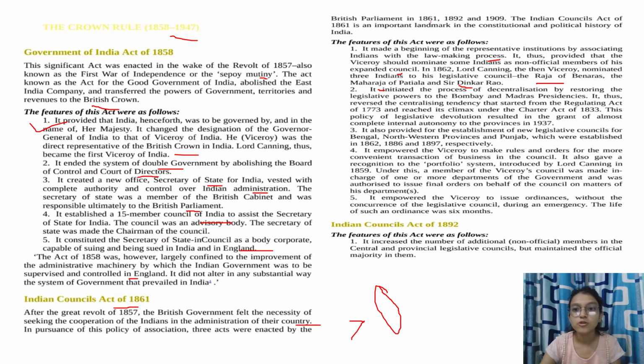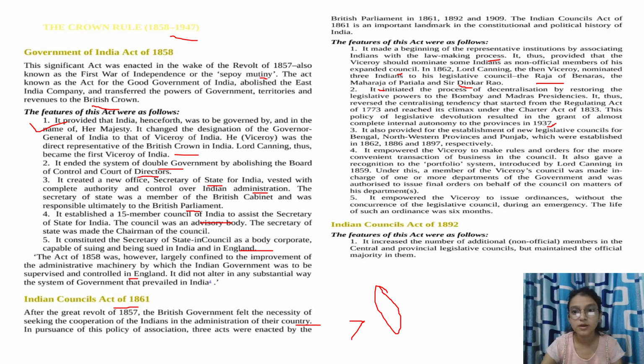It initiated the process of decentralization by restoring the legislative powers to the Bombay and Madras presidencies. It reversed the centralizing tendency that started from the Regulating Act of 1773 and reached its climax under the Charter Act of 1833. This policy of legislative devolution resulted in the grant of almost complete internal autonomy to the provinces in 1937. So, with the enrollment of Indians, certain changes were made during this particular act.